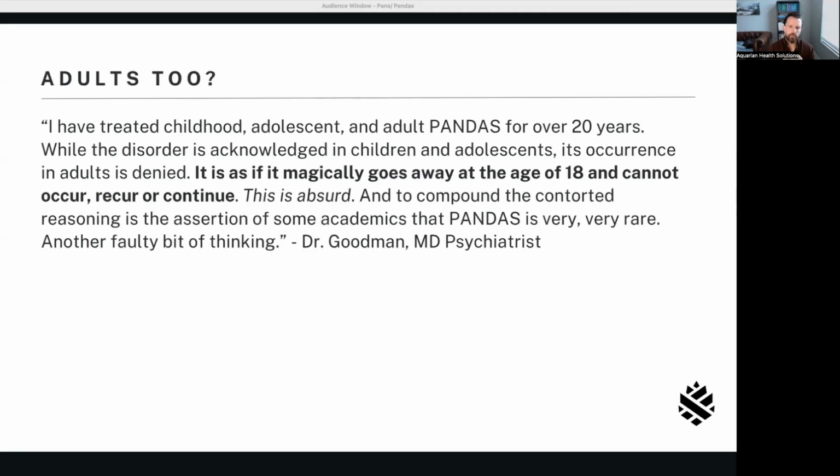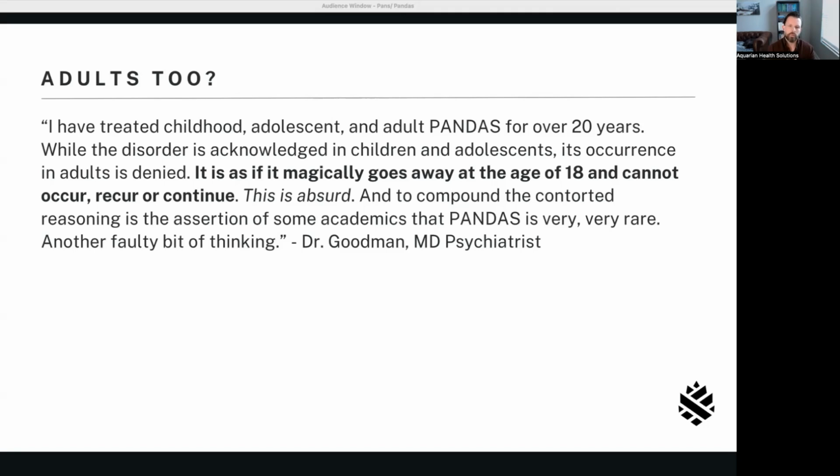And this is Dr. Goodman. He's a psychiatrist based out in California, and he's one of the leading PANDAS experts from the psychiatric side of things. And he says, "I've treated childhood, adolescent, and adult PANDAS for over 20 years. While the disorder is acknowledged in children and adolescents, its occurrence in adults is denied.